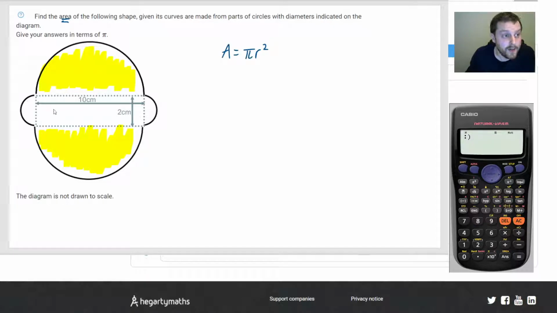Again, if I'm going in too fast or not enough detail, you get in touch with me. You tell me, oh sir, at this part of the video, I lost track. I didn't understand what you were saying. You can let me know that in an email. So the yellow part altogether is one circle, because it's like a circle that's been pulled in half. It's like a semicircle on the top and a semicircle on the bottom. So altogether it's going to have the same area as a circle with radius half of 10, which is 5.